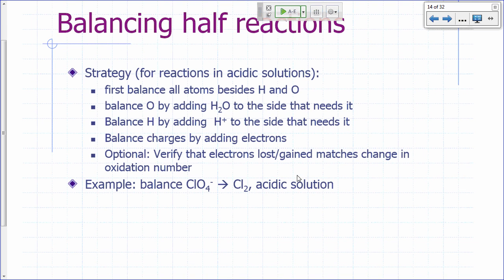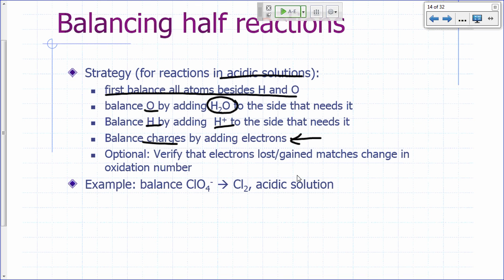Here's a general strategy for balancing half reactions. Let's focus first on reactions happening in acidic solutions. First, you have to balance all the atoms besides your hydrogen and oxygen. You balance the hydrogen and oxygen last. So once you get all the atoms balanced, you balance your oxygen by just adding H2O to the side that needs it. And then you balance the hydrogen by adding H plus to the side that needs it. And then finally, you balance charges by adding electrons.